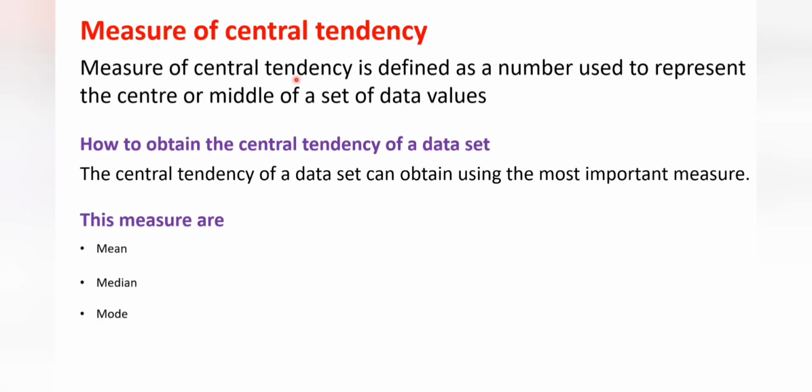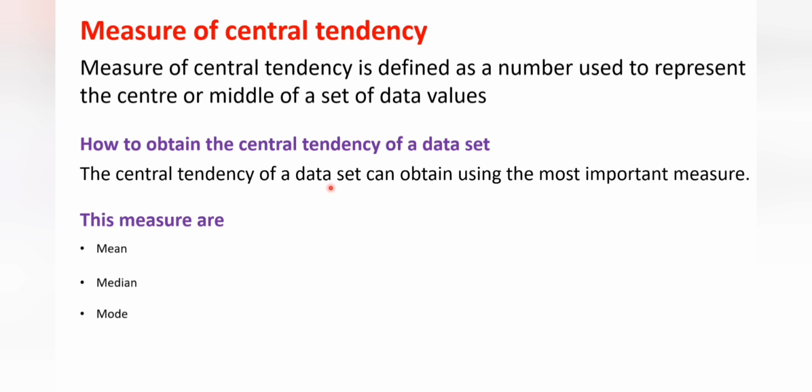Measure of central tendency is defined as a number that is used to represent the center or middle of a set of data values. That is, when we have a set of data values and we are told to find the measure of central tendency, what we are actually looking for among that data set is the middle or center of the data values. Now, how do we obtain central tendency of a data?